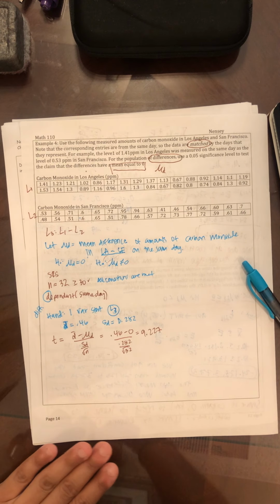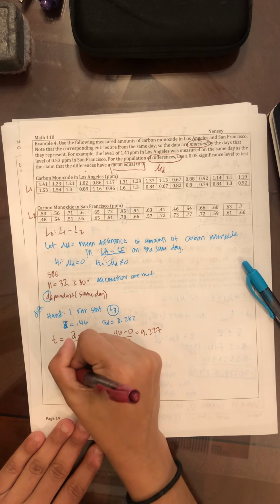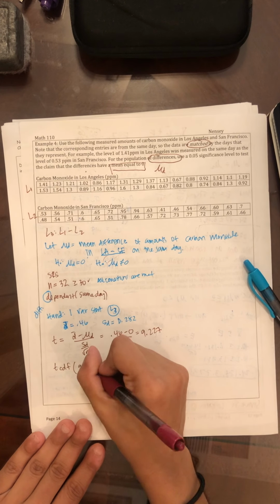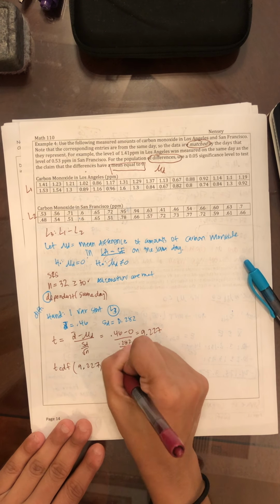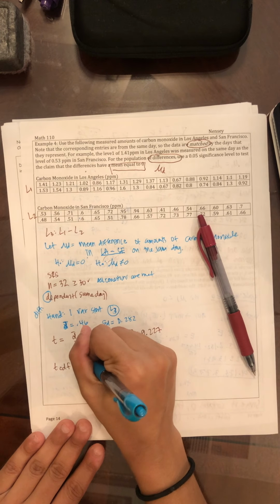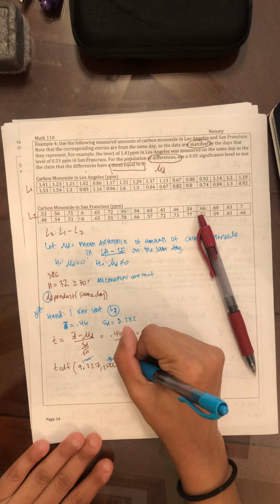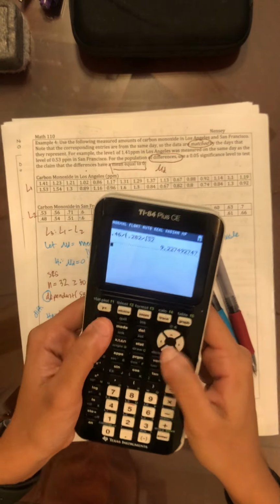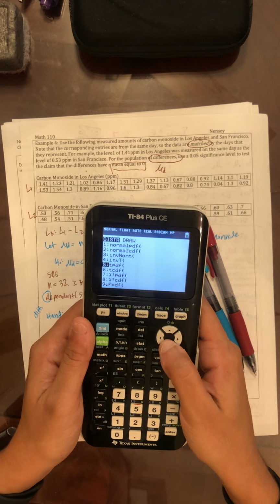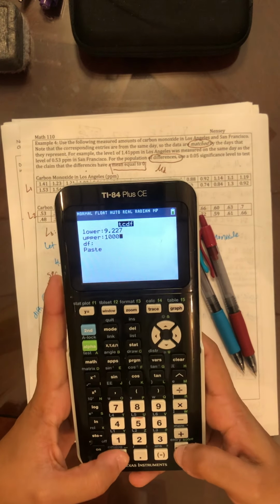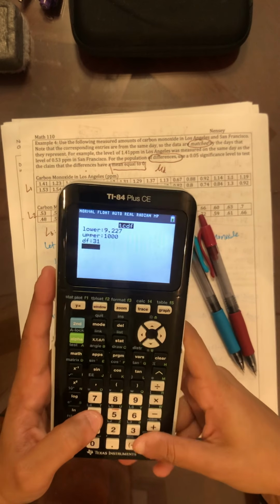Since this is a two-tailed test, because it's not equal to 0, we're going to have to multiply our tcdf value by 2. And since this is positive, our lower is going to be 9.227, our upper is 1,000, and my degrees of freedom is 31. So this is my lower, this is my upper, and this is my degrees of freedom. Let's see what I get: tcdf(9.227, 1000, 31).